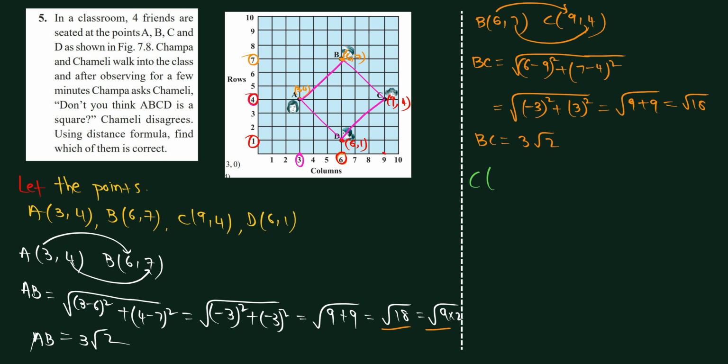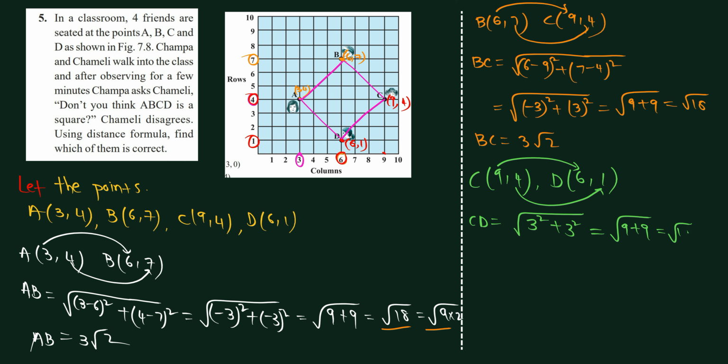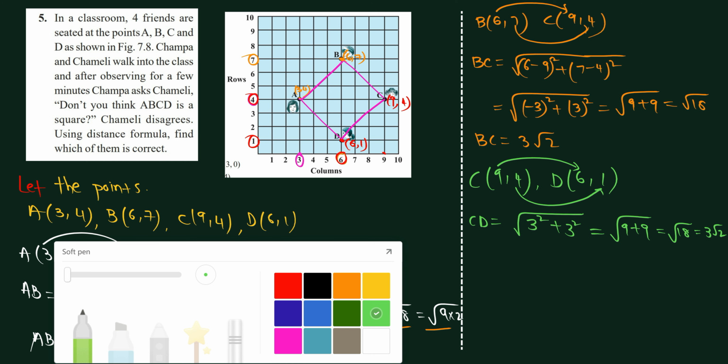What is C point here? 9 comma 4. D point is 6 comma 1. So write the CD now. CD is 9 minus 6, 9 minus 6 is 3 square. 4 minus 1, 3 square. So 3 square plus 3 square is 9 plus 9, root 18. Then root 18 we can write as 3 root 2. Okay, this is the value of CD. Similarly, you find the value of DA.